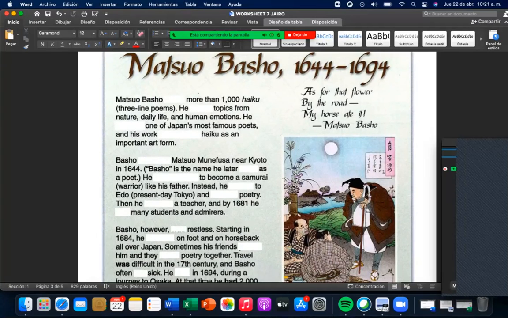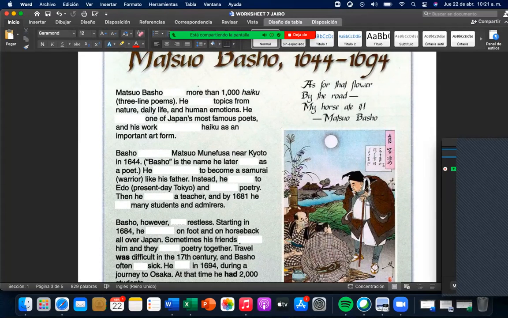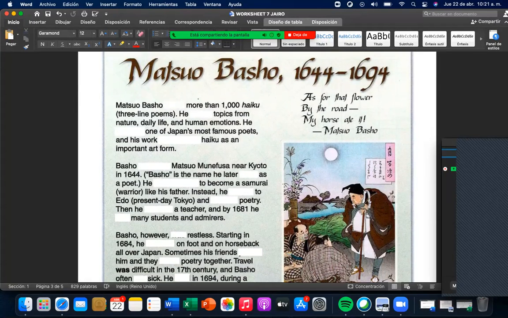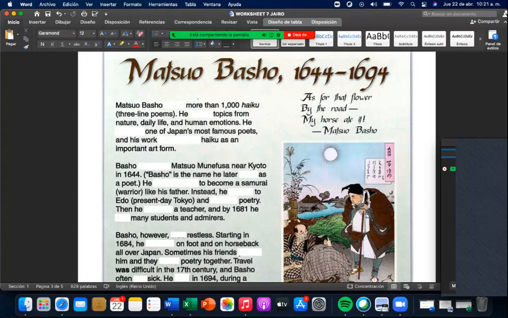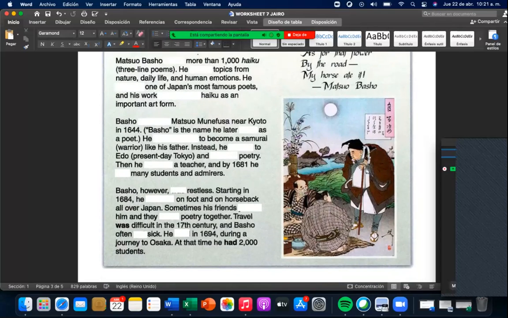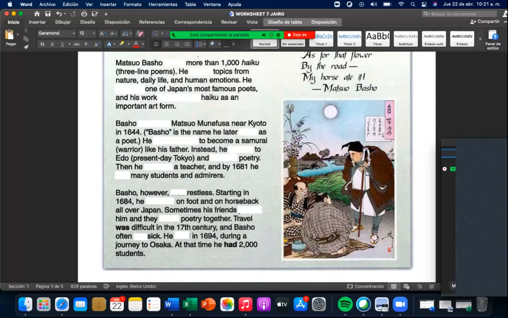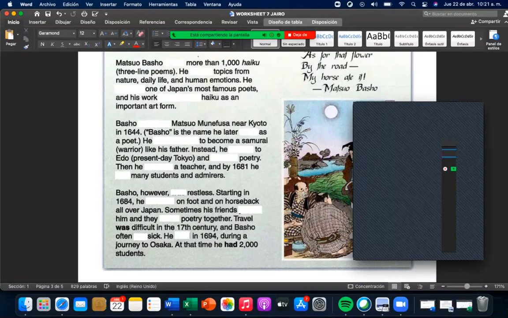So guys, there was another thing, and it was homework to continue or to finish with this reading from Matsu Basho, who is a poet, a Japanese poet, right? And the activity here was to complete his biography with an accurate or appropriate verb in the past, right? Recuerden que acá había que poner los verbos en estos espacios en blanco. Verbos en pasado, no importaba si eran regulares o irregulares, pero el ejercicio era tener un texto muy coherente, ¿ok? Muy coherente.